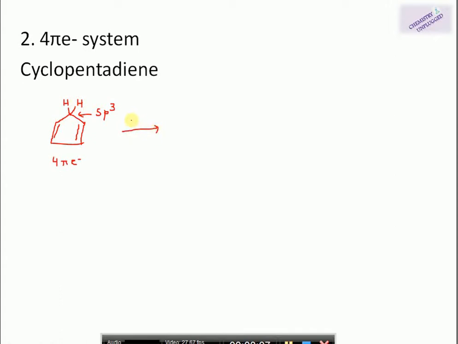So if we remove one H plus, then this will be H minus, meaning it has 2 electrons here. Now this system has 6 pi electrons and this carbon is sp2 hybridized. So these electrons can be delocalized over the system, and now it is an aromatic system. It is following all the Huckel rules. We can also write it down like this: the negative charge is delocalized over the system.